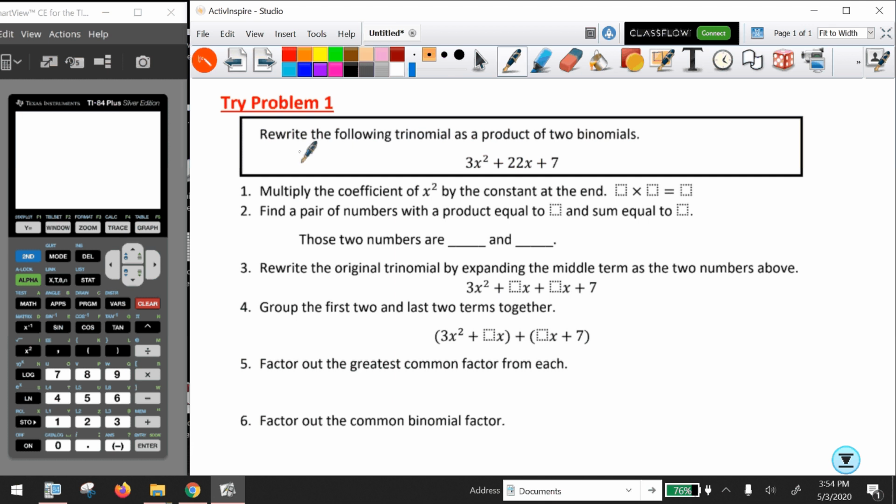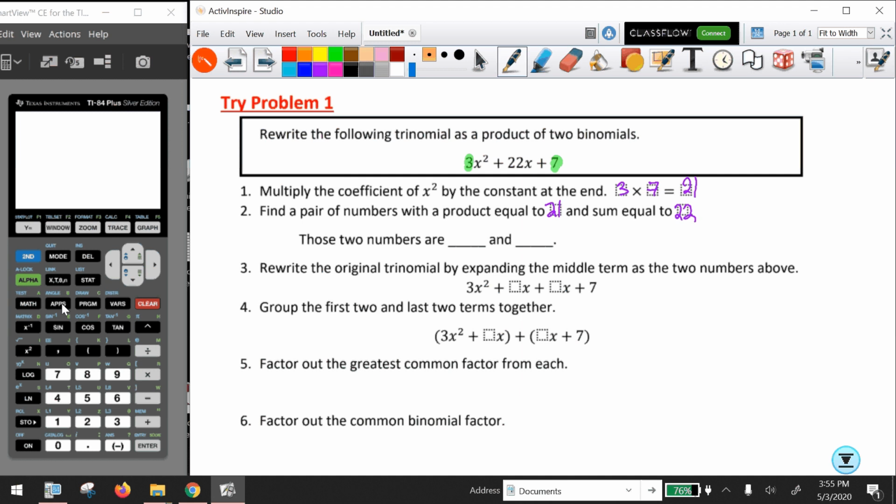We always begin these type of factoring problems by taking the leading coefficient and the constant at the end and multiplying them together. So multiply the coefficient of x squared by the constant at the end. I'm just going to take 3 and 7 and multiply them. 21. That means we have to find a pair of numbers with a product equal to 21 and a sum equal to 22. You always use the middle number there as the number that you're trying to find, two numbers that add up to. So we have to find two numbers that multiply to 21 and add up to 22.